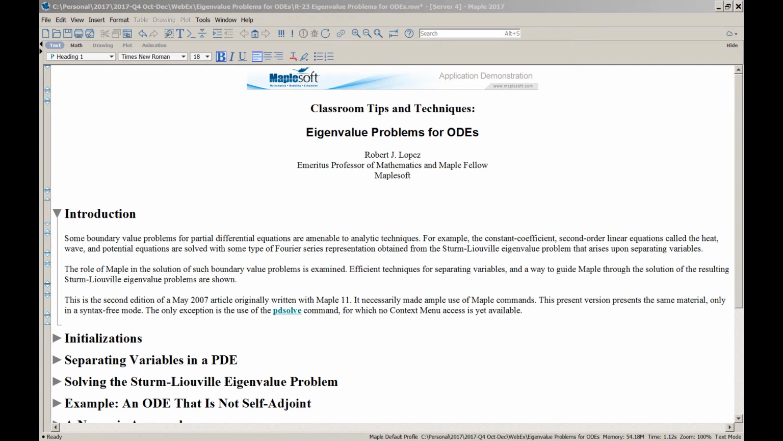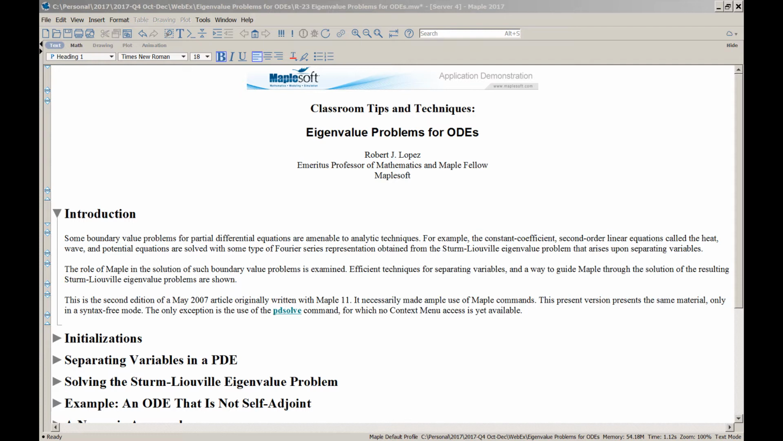It's interesting that Maple can give analytic solutions for some boundary value problems for partial differential equations, but not for ordinary differential equations. Back in 2007, some 10 years ago, in a Tips and Techniques article I wrote for the Maple Reporter, I examined how Maple might be used to obtain an analytic solution of a Sturm-Liouville boundary value problem for an ordinary differential equation.